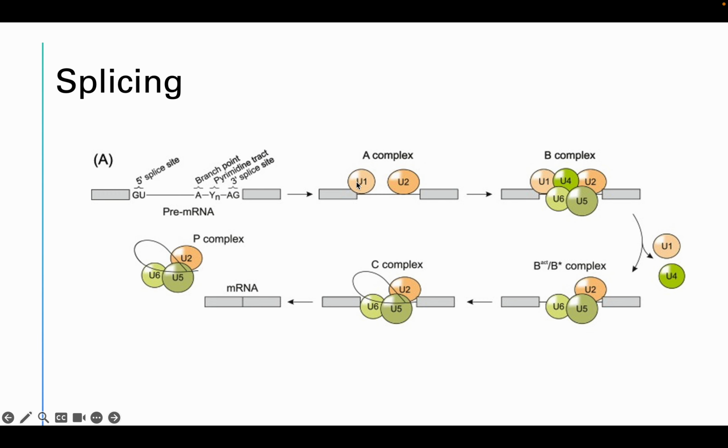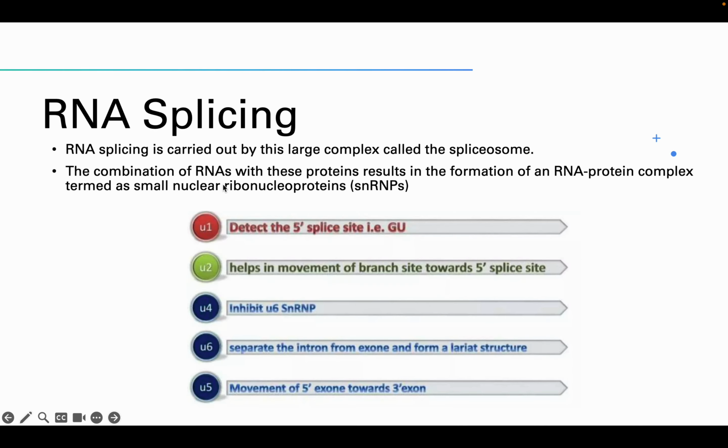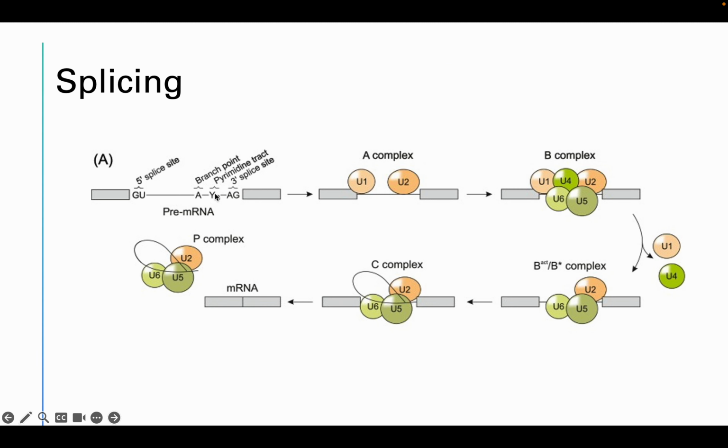The first snRNP, U1, binds to the 5 prime splice site, and then U2 binds to the branch point. So as you can see, U1 binds to the 5 prime splice site, and U2 binds to the branch point, and then it helps in moving this branch point towards the 5 prime splice site. This complex, the binding of U1 and U2, is called the A complex.